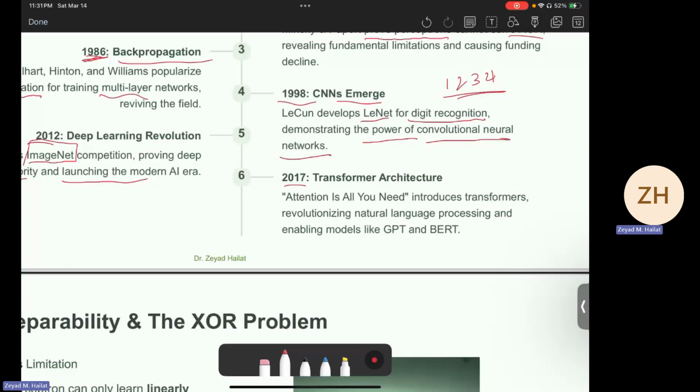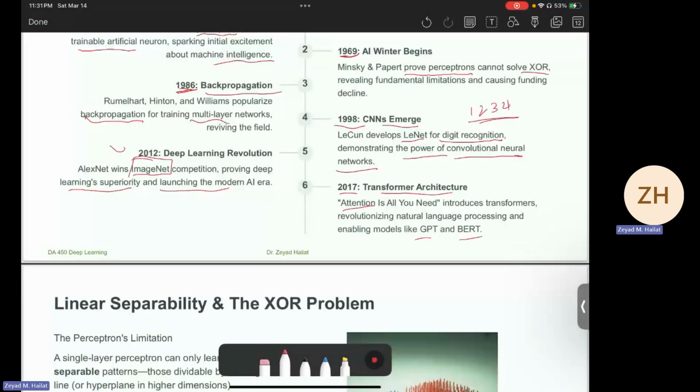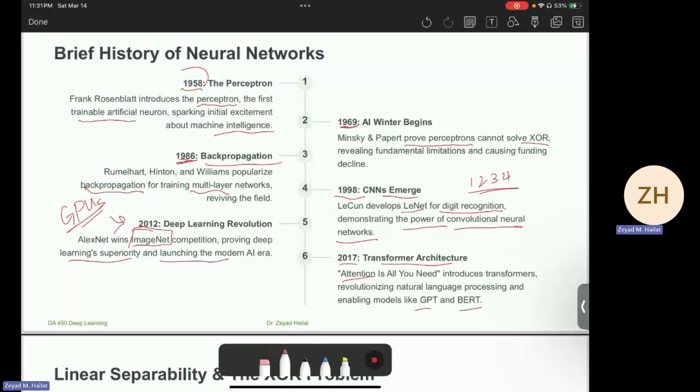Then in 2017, Transformers appeared using attention, and GPT and BERT. Now, if you remember, in 2012 this had great progress because more computational power appeared, like GPUs. We'll talk about them in a separate chapter. Now, this is a brief history of the development of neural network from 1958 up to today's date, where we are using GPT and BERT models.